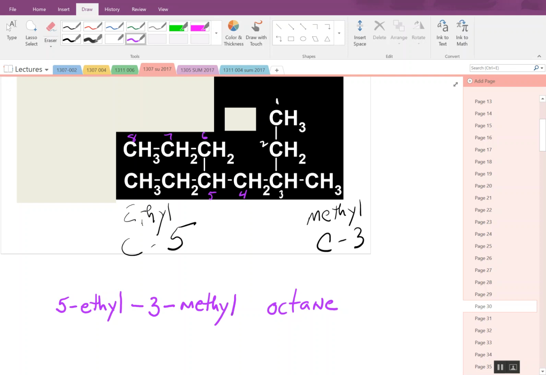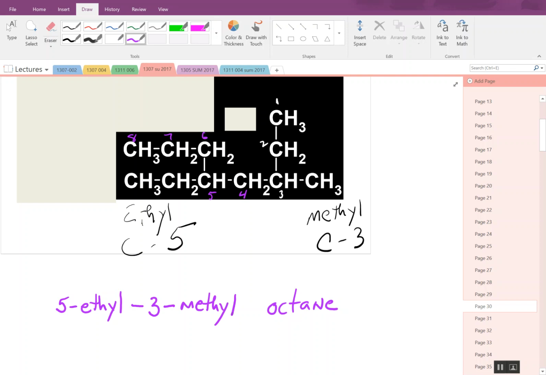Okay, condensed formula. Now it'd be nice to write it right underneath it, but I've got it over here, so let's do it that way. The very first carbon has that. The second carbon has a CH and a CH3 with parentheses around it. Third carbon is a CH2. Fourth carbon is a CH with the methyl group on it. Fifth carbon. Sixth carbon.